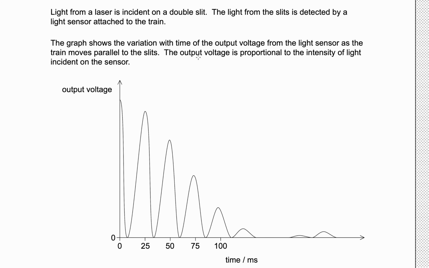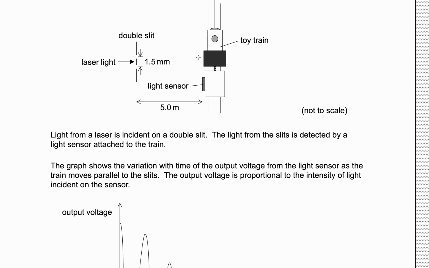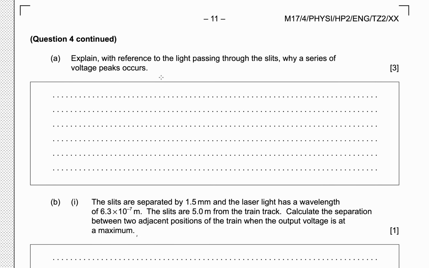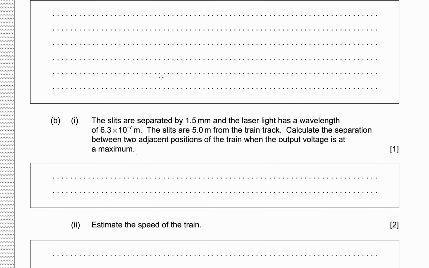The output voltage is proportional to the intensity of light incident on the sensor. So this is, again, a double slit. Explain with reference to the light. Okay, I'm going to skip this.